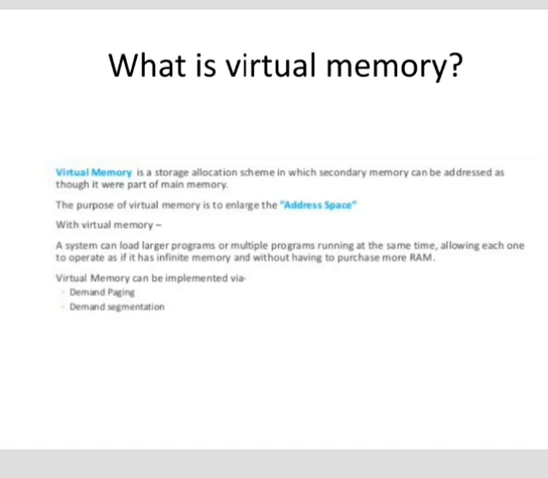So virtual memory is a storage allocation scheme in which secondary memory can be addressed as though it were part of the main memory. The purpose of virtual memory is to enlarge the address space. With virtual memory, a system can load a larger program or multiple programs running at the same time, allowing each one to operate as if it has infinite memory and without having to purchase more RAM.